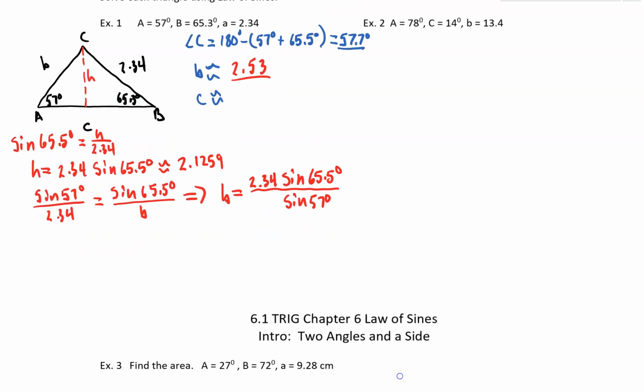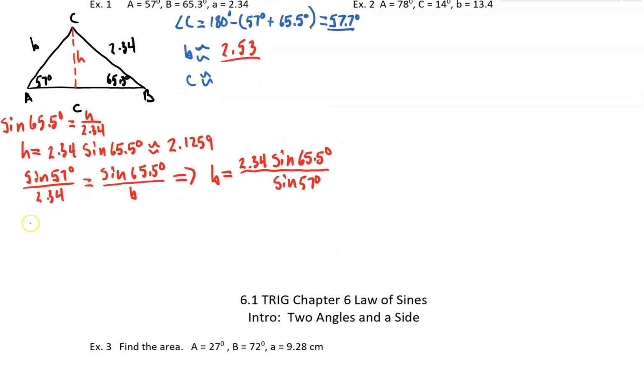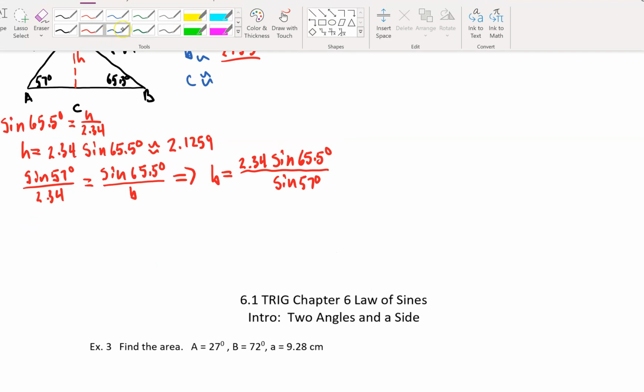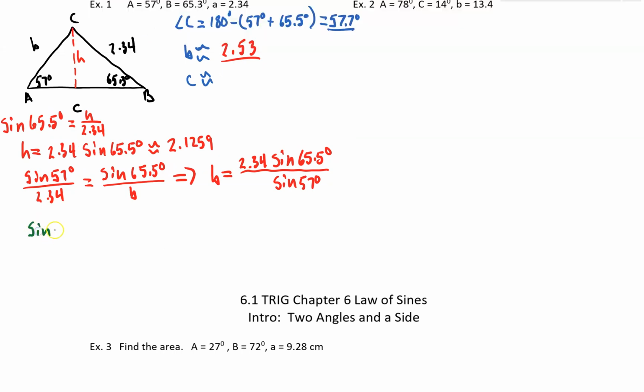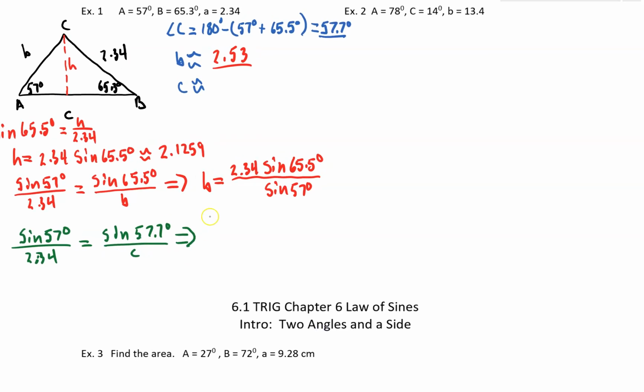And then we're going to do the same thing for C. I know what angle measure C is. I know that I need the side across, and I have A and the side across. So I'm going to use the same one I did in the first problem here. I'm going to use sine of 57 degrees over 2.34, and it's okay if you use it twice, doesn't matter, is equal to the sine of what C was, which was 57.7 degrees, over little c.